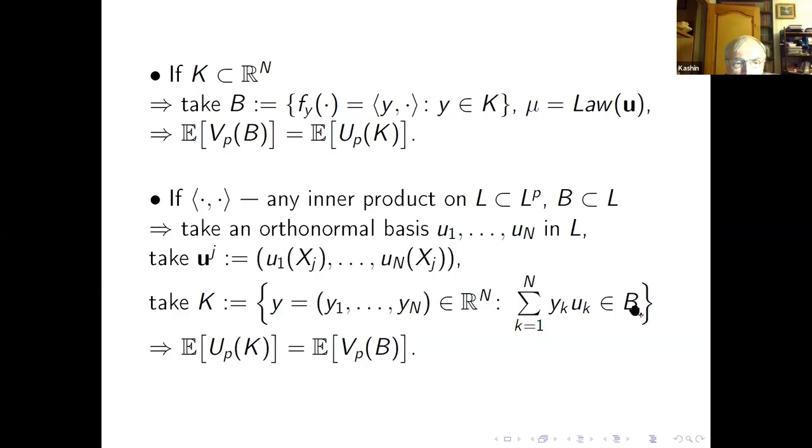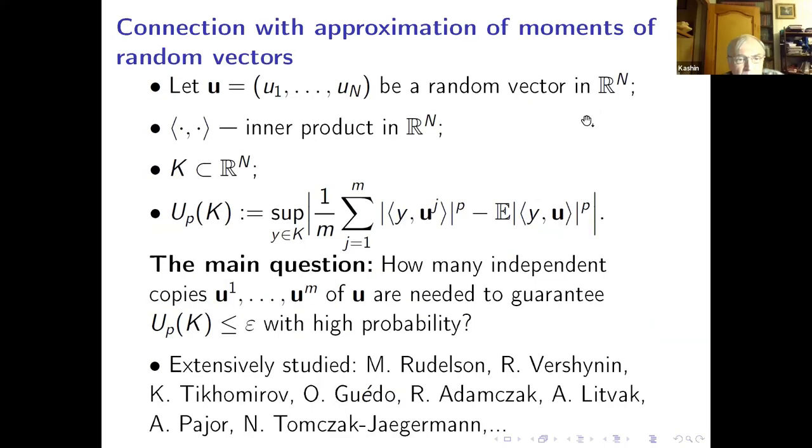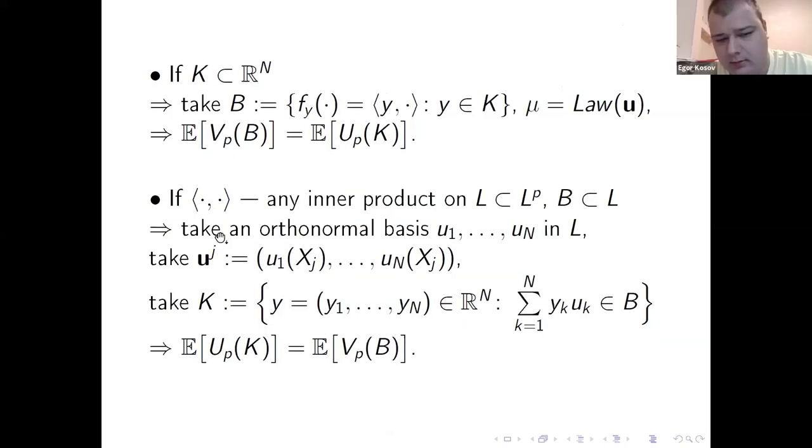And take the set K in R^n to be all the vectors such that the linear combinations with the basis belong to the set B. Excuse me, what does it mean, u_1 of x_j? The x_j are random points distributed according to mu. So x_j are random, and u_j is a random vector. And since x_j are independent, then u_j are independent, and identically distributed because x_j are identically distributed.